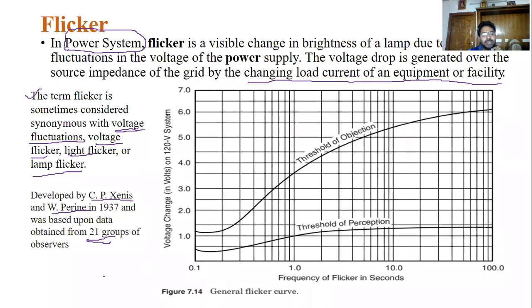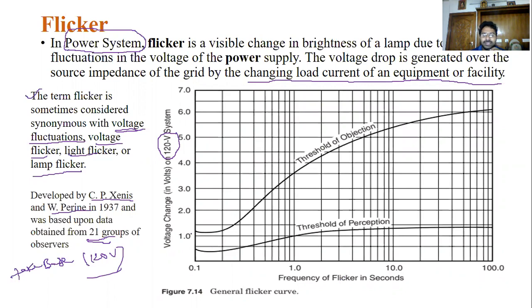They take the base voltage. This curve is for the US system, so it is 120 volts. In the US, the base voltage is 120 volts, but in our system the base voltage is 415 or 230. In three phase we consider the base voltage as 415 volts, and in a single phase system we assume 230 volts. Here we are considering the base voltage as 120 volts, because this is the US system.